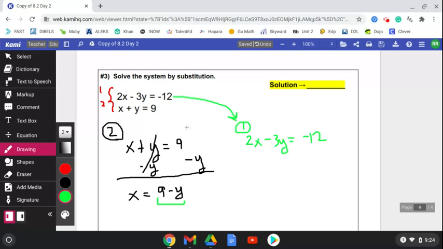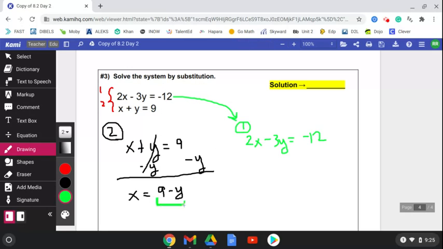Now, do you see how I'm labeling my equations? This is equation 2. This is equation 1. You might not think that's a very important step, but I think it's a good organizational thing to do. That way you're always aware of what equation is what, because if you don't label things, solving by substitution can get very complicated and tricky very quickly if you don't stay organized. Anyway, back to the problem.